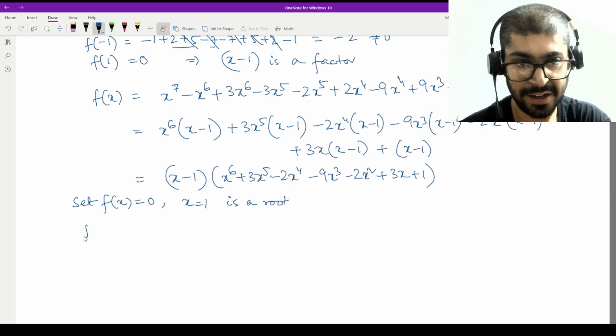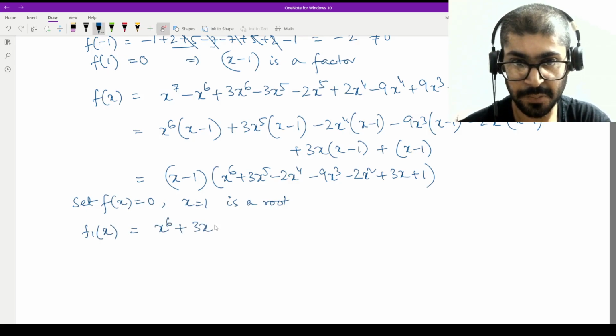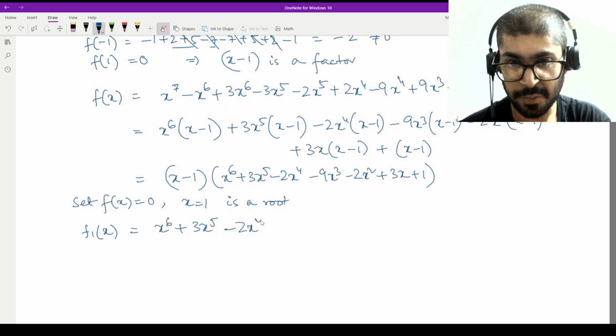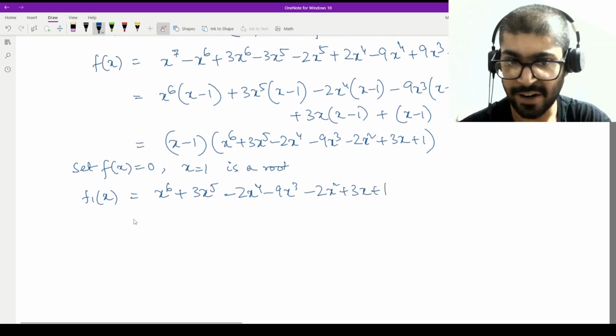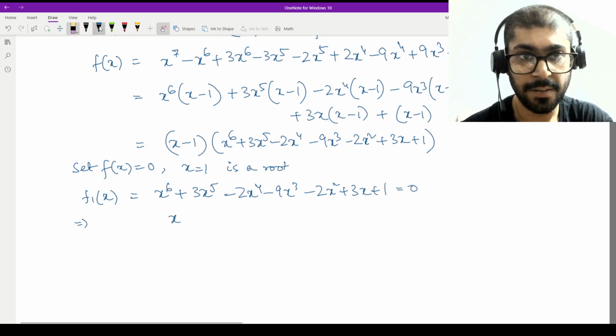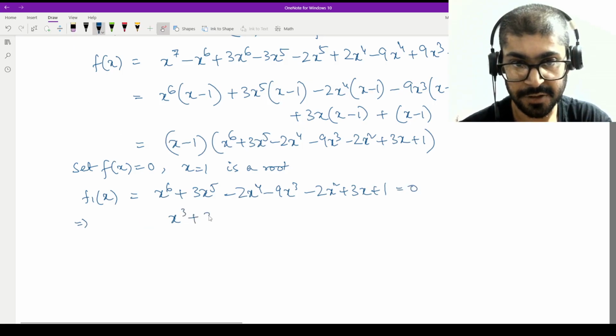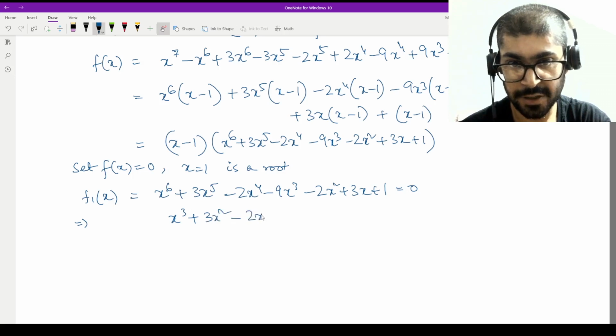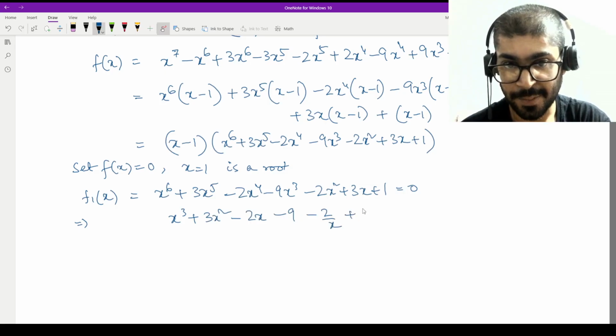And for the other one, I name this as f1(x). I have to check x to the power 6 plus 3x to the power 5 minus 2x to the power 4 minus 9x cube minus 2x square plus 3x plus 1. I have to check the roots of these. So I divide by x cube, set equal to 0, and I'll get x cube plus 3x square minus 2x minus 9 minus 2 by x plus 3 by x square.